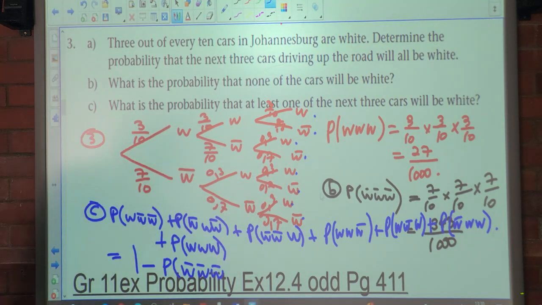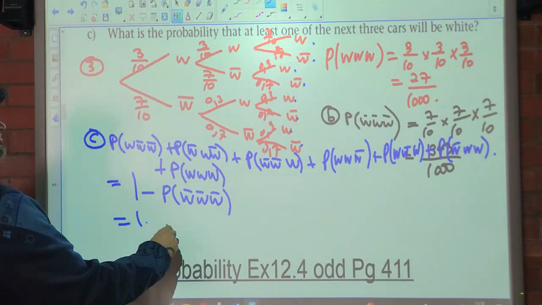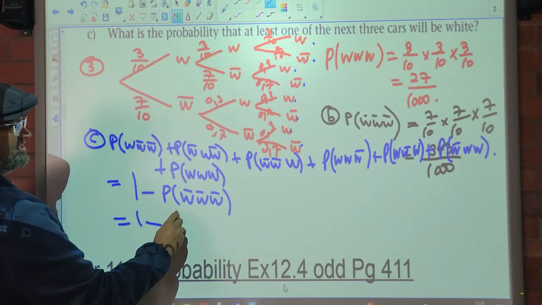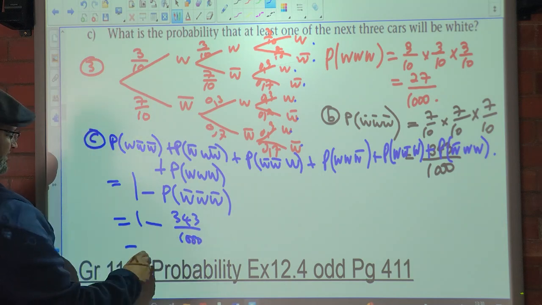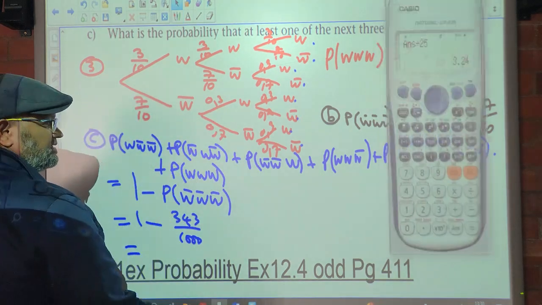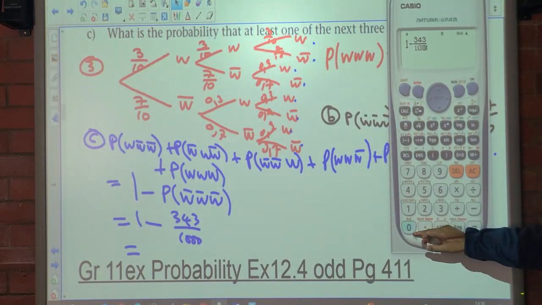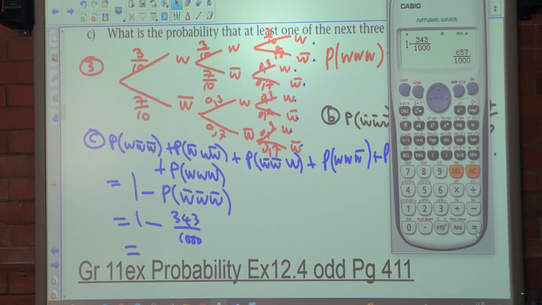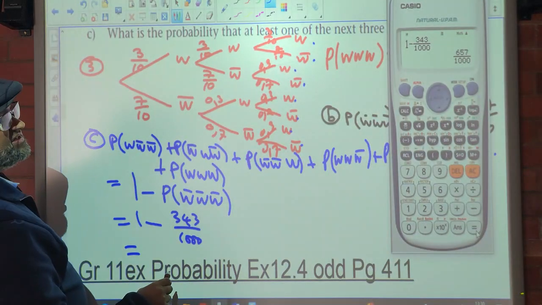Okay? So in other words, this should simply give us 1 minus, and that we've worked out as 343 over 1000. And that gives us 1 minus 657 over 1000. Is that correct?